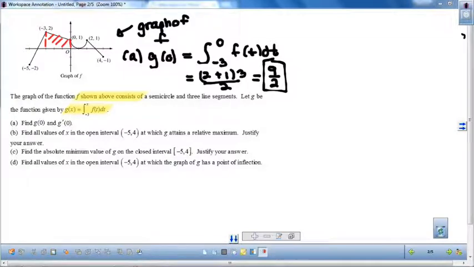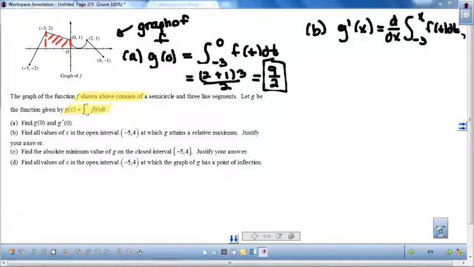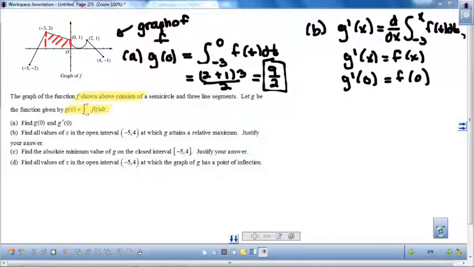For g prime of 0, we're going to use the fundamental theorem of calculus, since we're taking the derivative of an integral. The lower bound is a constant, and my variables match. The derivative and the integral are inverses, so they cancel each other, and I'm just going to substitute the x. So g prime of 0 is the same thing as f of 0. Since I'm looking at the graph, find the y value of f when x is 0. So that's going to be 1.